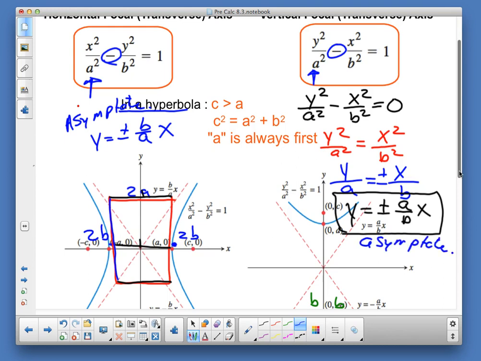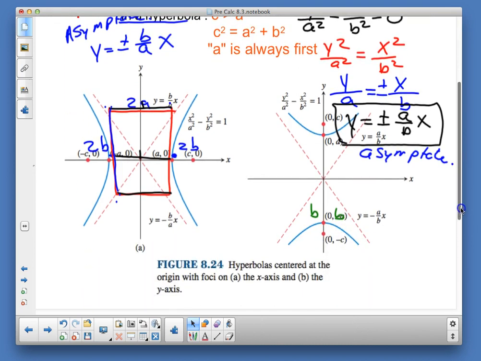Notice the difference of the two equations and the asymptotes. It would make sense that they would flip. Does that make sense? The conjugate value is b. The transverse value is a. And it doesn't matter, the size doesn't matter. It's which one's first in the equation. Questions about this information so far? Yeah.